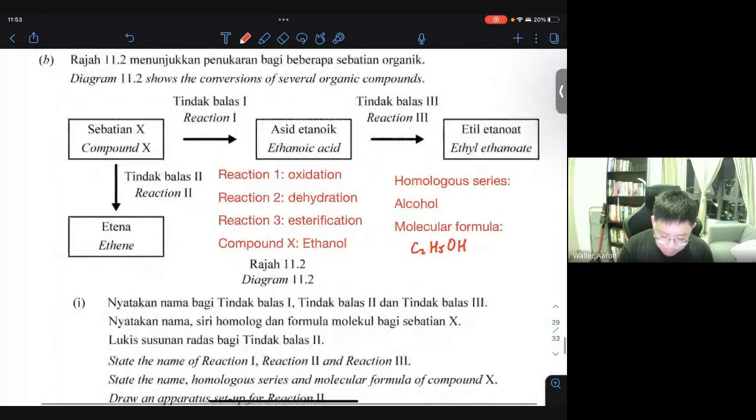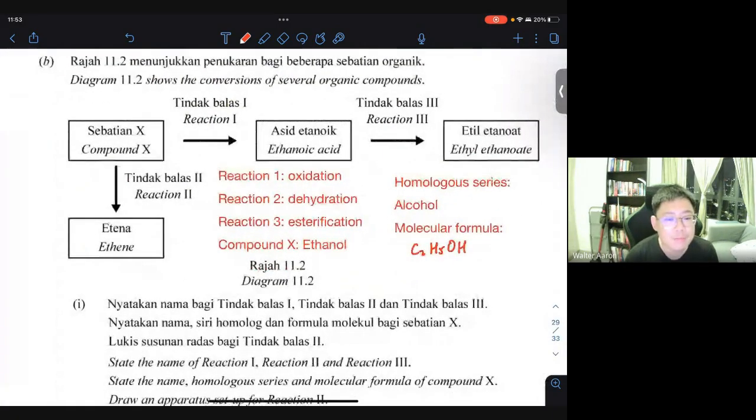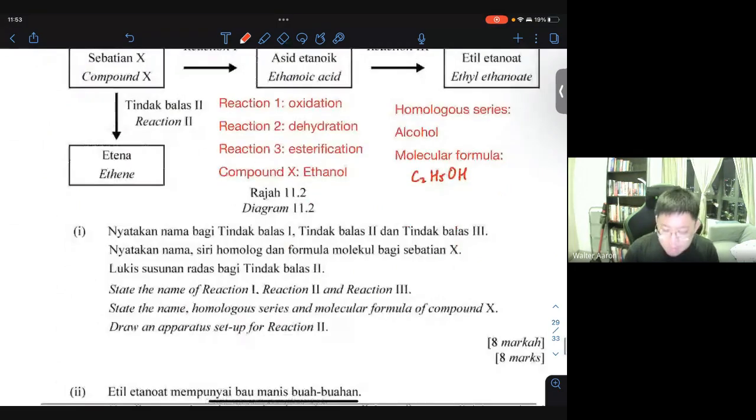All right, then B, 11B. So diagram 11.2 shows the conversions of several organic compounds. Compound X can change to ethanoic acid, and then ethanoic acid can undergo reaction 3 to form ethyl ethanoate. And then compound X can also undergo reaction number 2 to get ethene. So they ask you to write down all of the reactions and also name what compound X is, as well as its homologous series, followed by the molecular formula.